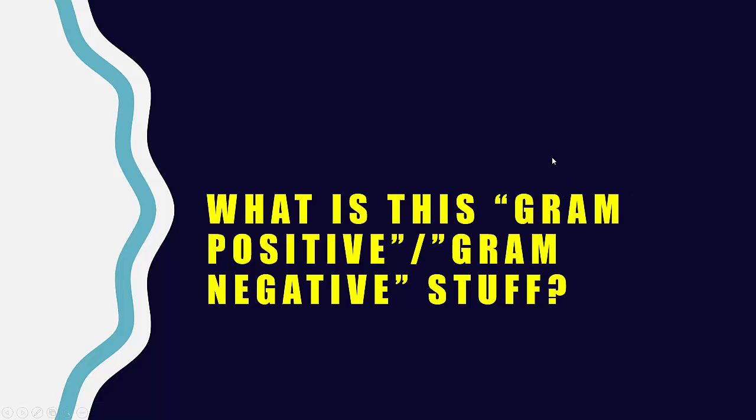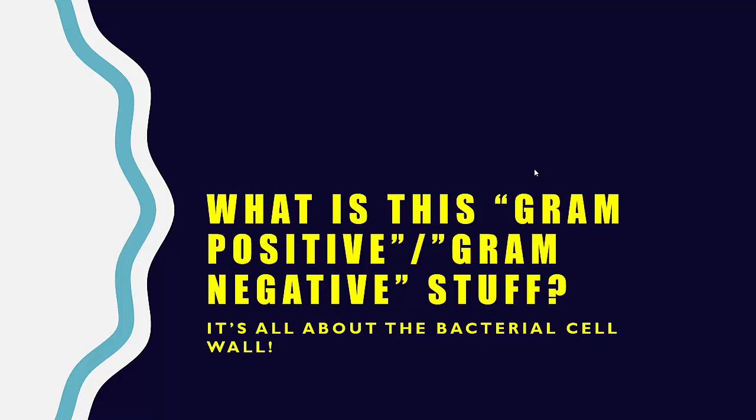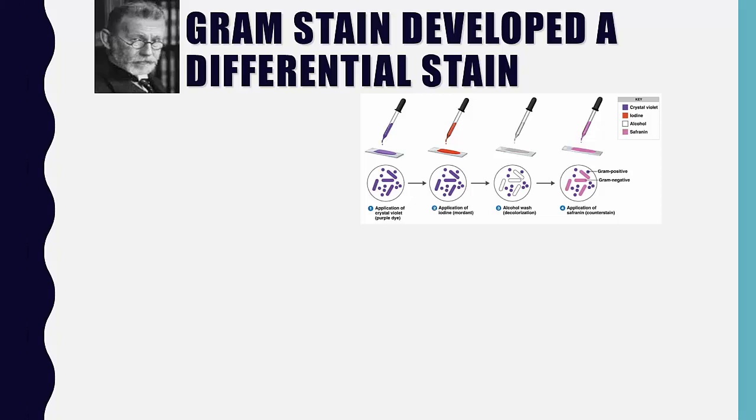So what is this gram positive, gram negative stuff? Please explain. Glad you asked. It's all about the bacterial cell wall. And again, why is this important? Because it's unique. This is going to tell us a lot about our bacterial organism, which is going to tell us a lot about how to treat the bacterial organism.